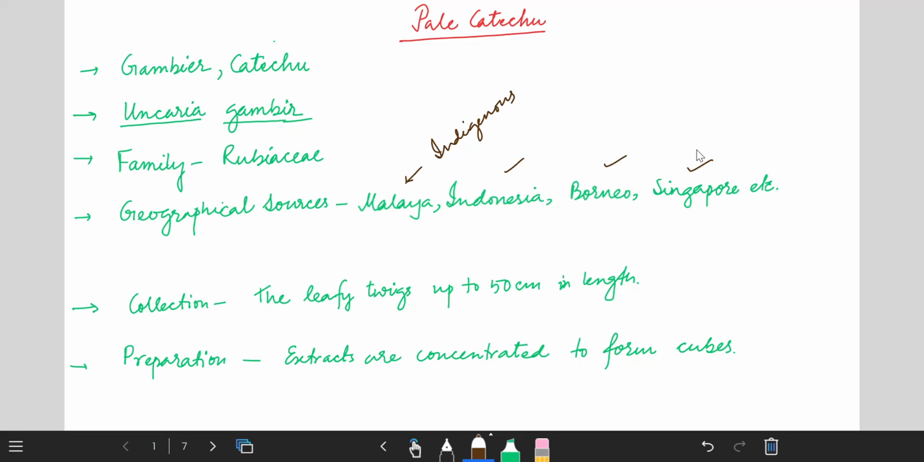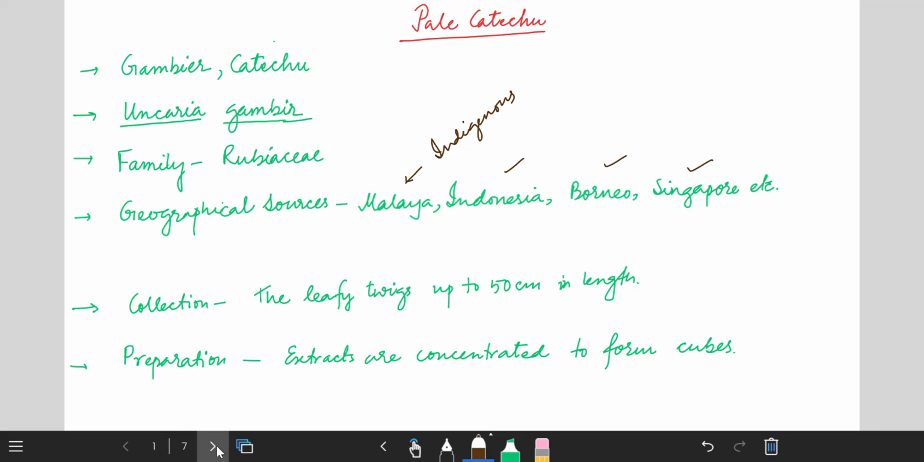After the collection, the leaves and twigs are boiled with water for 3 hours in a large pan. After removing the leaves and twigs, the extract is concentrated to form a yellowish greenish pasty mass. And this semi-solid mass is cut into pieces like cubes and packed for export.